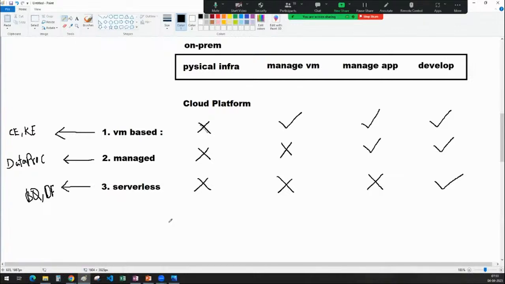If I talk about GCP, it's the same thing. We have a cloud platform; GCP is there, AWS is there, Azure is there. This concept is the same for all of them, it is a general concept. Okay, now you got it: what is VM based, what is managed, what is serverless.